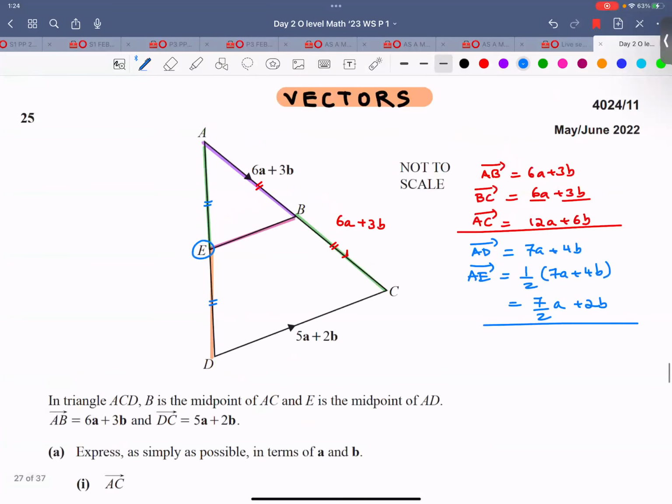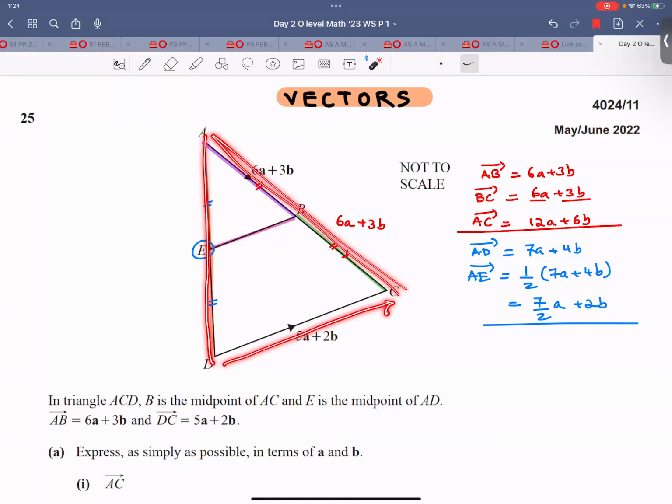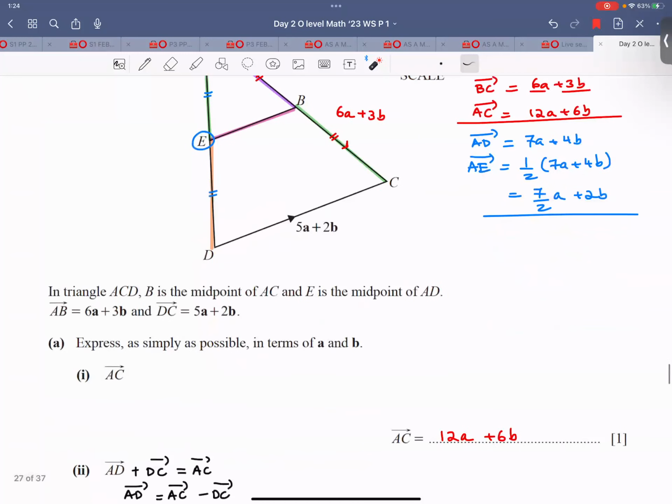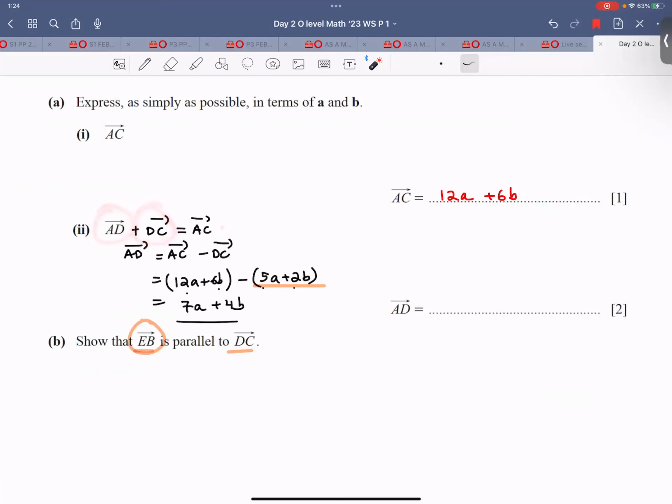Let me go through it. First of all, this was given. Since B is the midpoint, this is also the same. If I add these two, that is 12a plus 6b. The second point was asking for this whole thing. So from A till D, that's the route that we are taking. And then from D till C, that is the same thing as AC. So that is what I have done over here. AD plus DC is AC. Make AD the subject. That's AC minus DC. It simplifies to this. Now I'm working on this part.